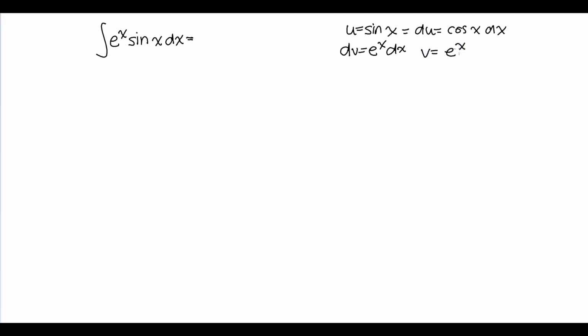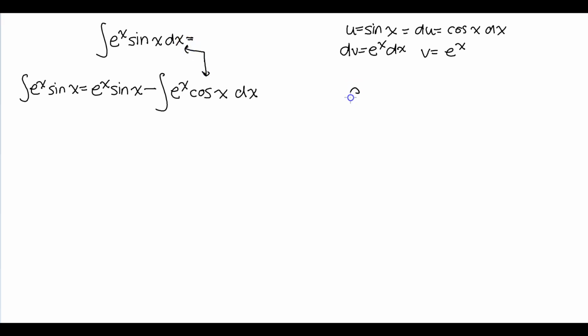So let's apply integration by parts. So the integral of e to the x sine x equals, well, that's uv, so e to the x sine x minus the integral of v du, e to the x cosine of x dx. So it seems like we made it a lot worse, but it turns out this is literally the only way, the most efficient way. So we're going to have to apply integration by parts again for the second integral.